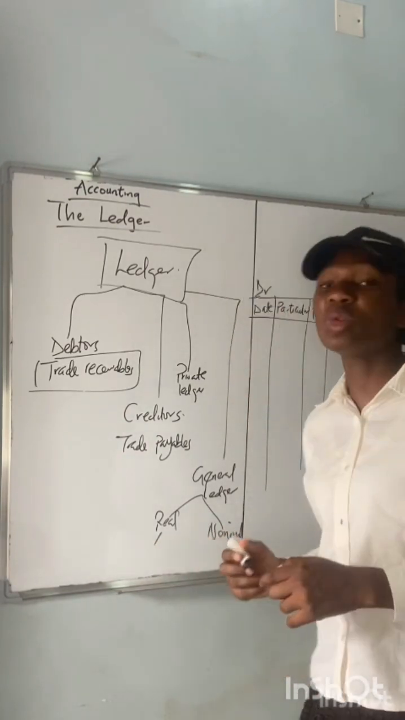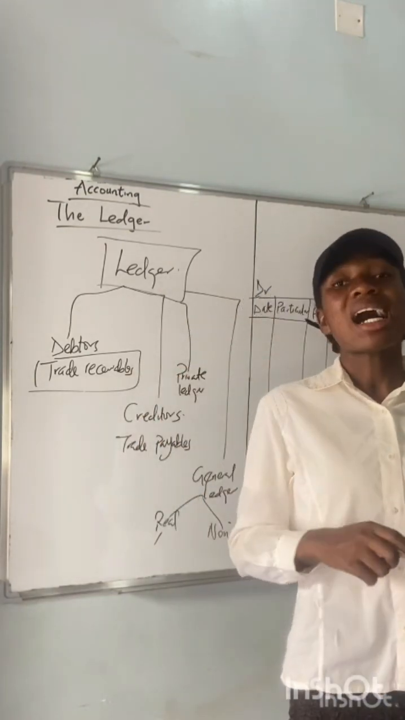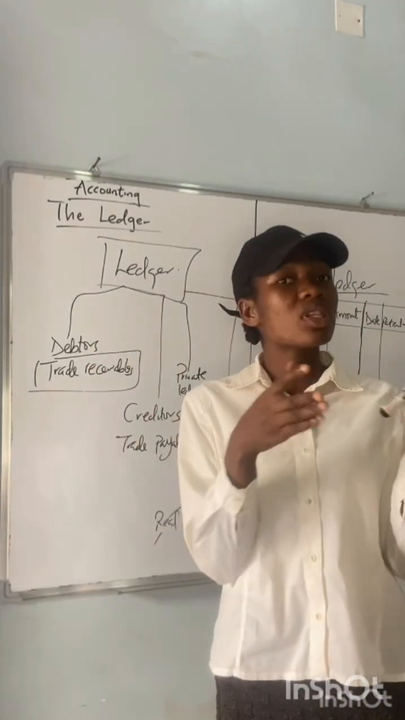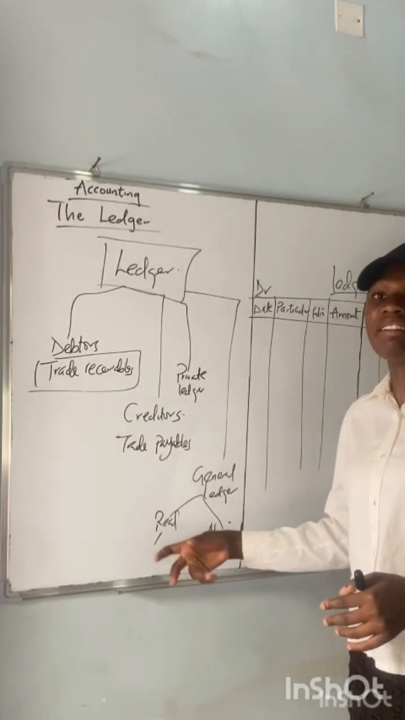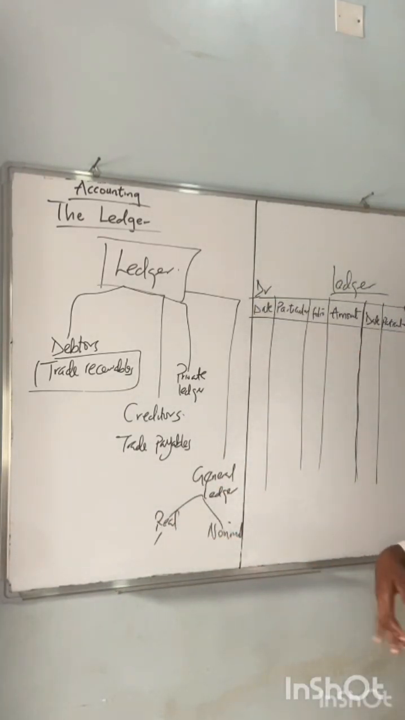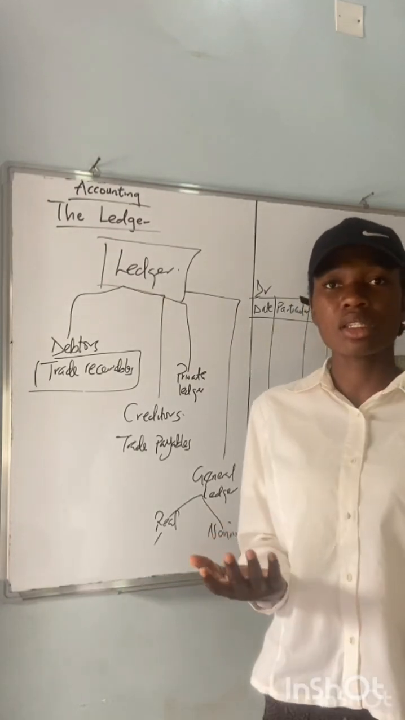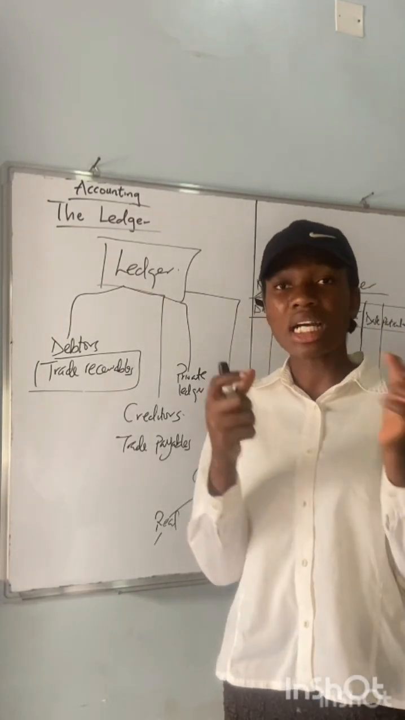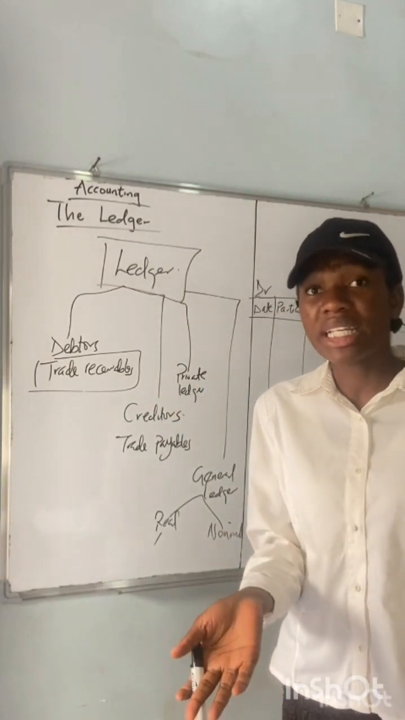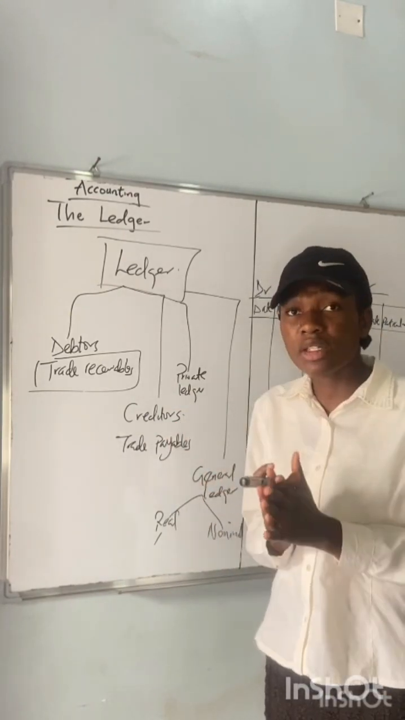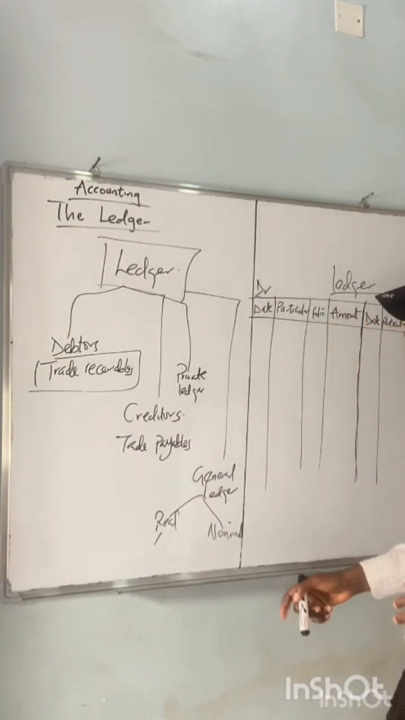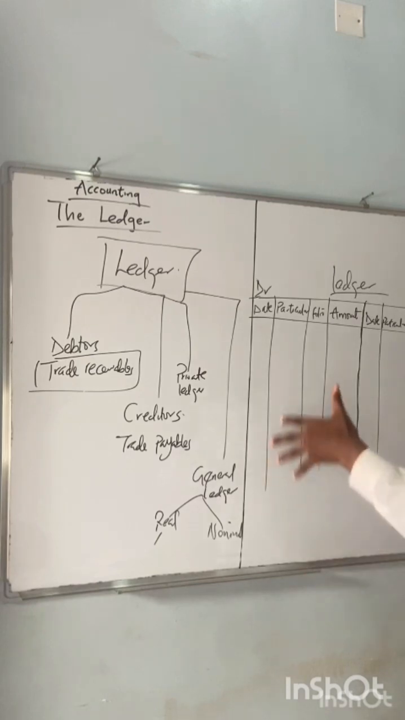Now, the real has to do with assets, like fixed tangible assets that you can feel and carry about, where we say furniture and fittings, where we say motor vehicle. That information is recorded in the real account. Then our nominal records other expenses, expenses that were not really on tangible things, like electricity bill, salaries, and then other income that was received, your sales, your purchases. All those other transactions are recorded in our nominal ledger. This is our format.